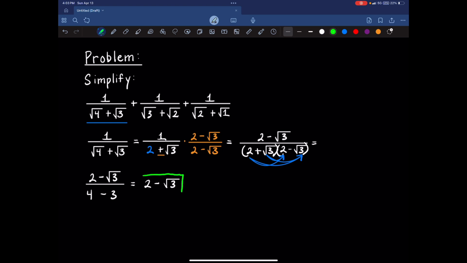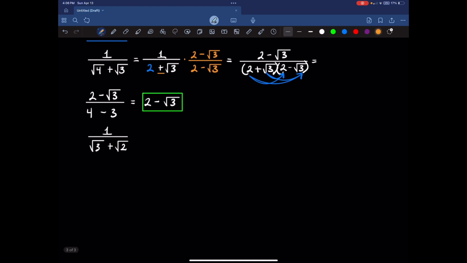We'll put a green box around that. So now we just have to do that for the other 3 terms. So let's go ahead and do that. Let's grab our second term here, bring it down just the same as we did for the first term.